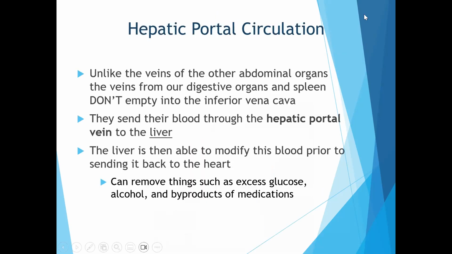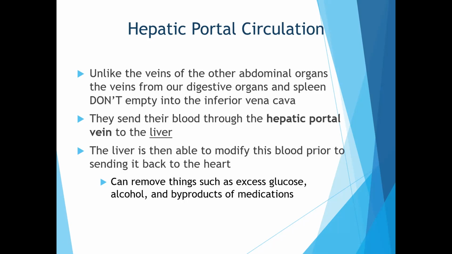Okay, the hepatic portal circulation. Hepato is the term for the liver, so with hepatic portal circulation we're talking about our liver. Veins of other abdominal organs go into the inferior vena cava. But certain digestive organs and our spleen don't empty into the inferior vena cava directly. They send their blood through the hepatic portal vein, which, like I said, travels to the liver.